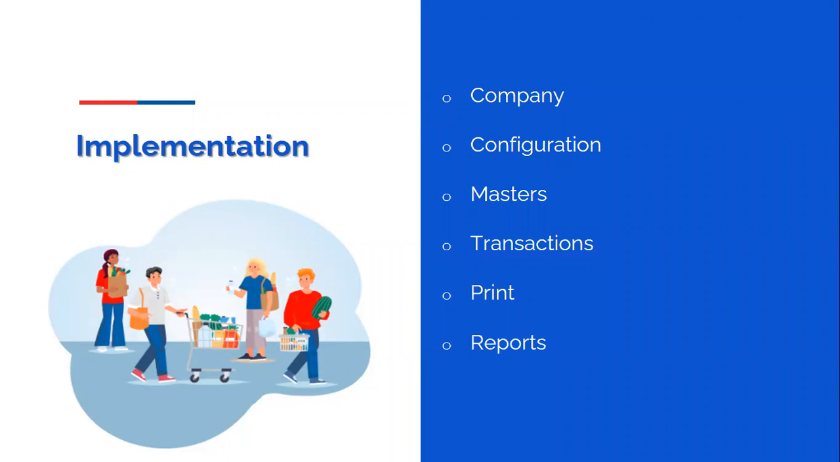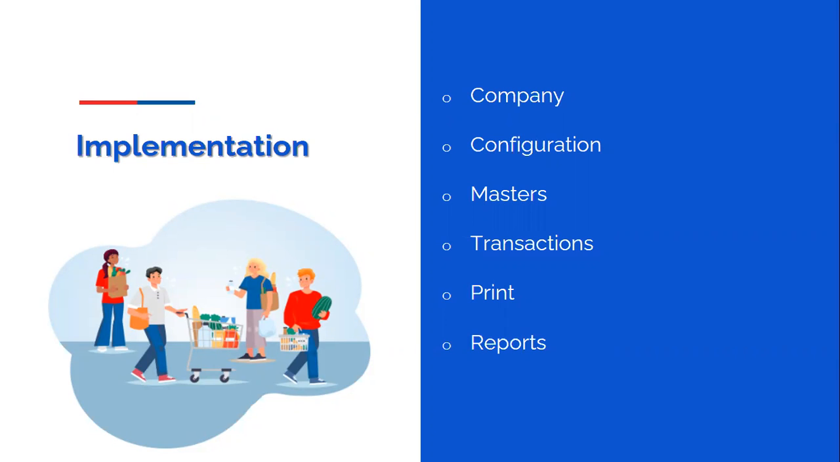In the implementation part, the first point is company creation. First you create the company, then specify the address information, GSTN information, everything you have to specify. After completion of the company creation, we need to do certain configurations: voucher numbering settings, inventory settings, accounting settings, POS settings, etc.